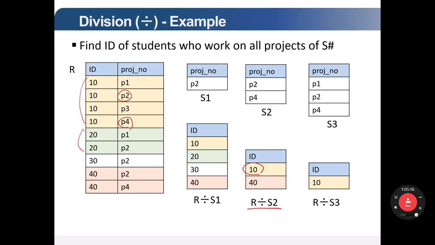For ID 20, we have P2, but P4 is missing, so 20 cannot be inserted. Again, ID 30 doesn't have P4, so it cannot be inserted. 40 has P2 and P4, so 40 can be inserted into this table. I guess we can do the same for the last example.